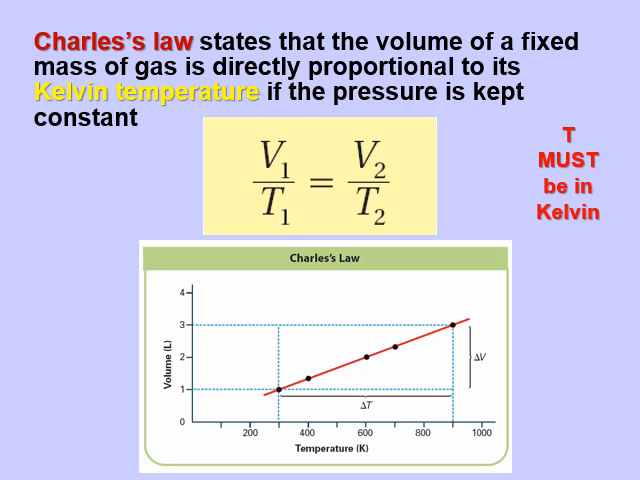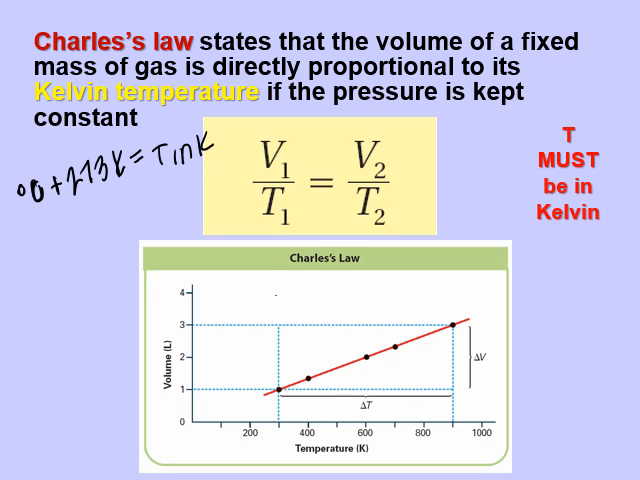So Charles's law states that the volume is directly proportional to its Kelvin temperature. This is the one thing that you must have a unit for. Temperature must be in Kelvin. And if you recall, to get temperature into Kelvin, you take the degrees Celsius temperature plus 273 K, which gives us our temperature in Kelvin.